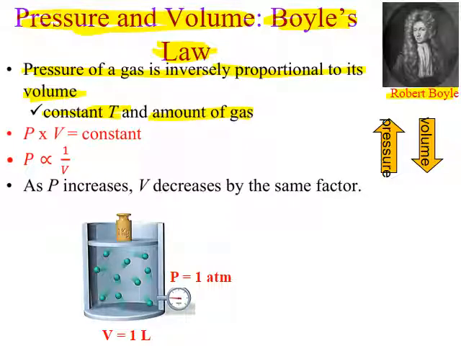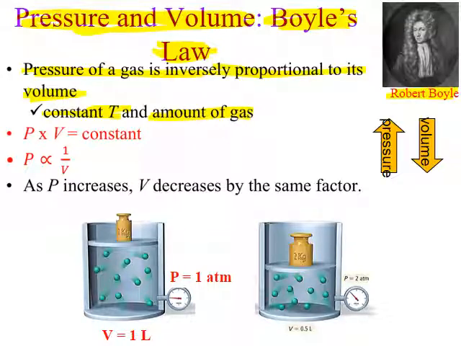So for instance, if we have this particular jar with a pressure of 1 atm and the gas volume being 1 liter, and if I push this piston down now without changing the temperature and without changing the amount of the gas, what would happen? The pressure would increase. Let's say if I pushed this down and the pressure became 2 atm, what would happen to volume? The volume is going to decrease by the same factor. So if the pressure became double, the volume will become half. If the pressure was 2 times, the volume would become that over 2. And that's exactly what happens.